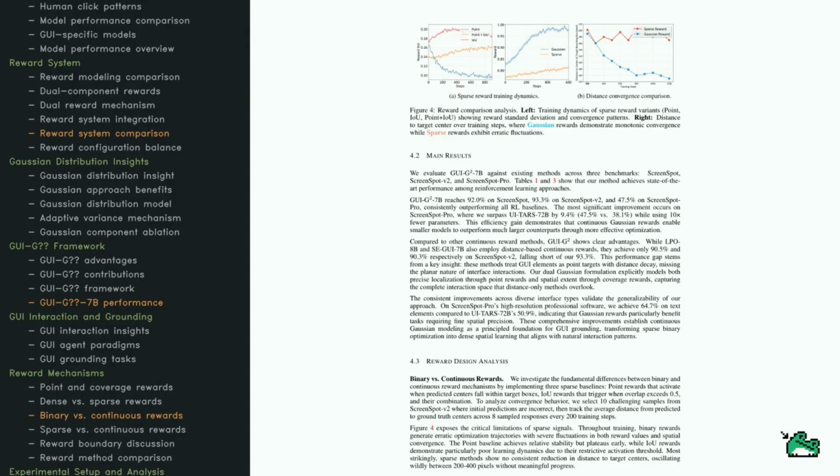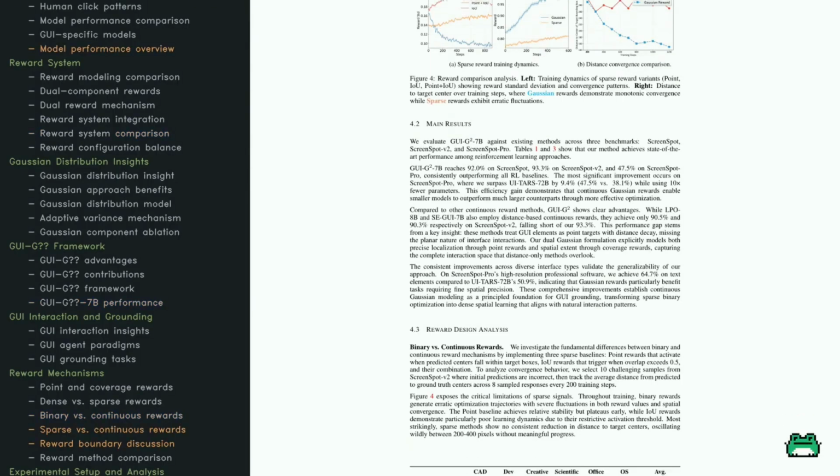The reward design analysis discusses differences between binary and continuous rewards. Binary rewards often fail to provide consistent guidance, leading to unstable training dynamics. In contrast, Gaussian rewards offer a more reliable path to convergence, capturing precise localization and spatial extent. This approach aligns with natural interaction patterns, offering a robust foundation for GUI grounding.